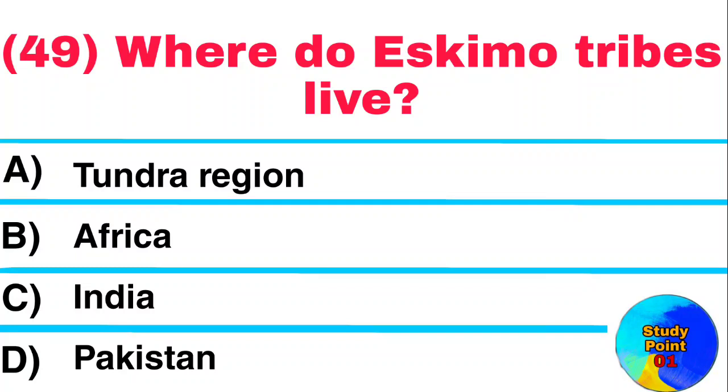Question. Where do Eskimo tribes live? A. Tundra region, B. Africa, C. India, D. Pakistan. Answer. Tundra region.